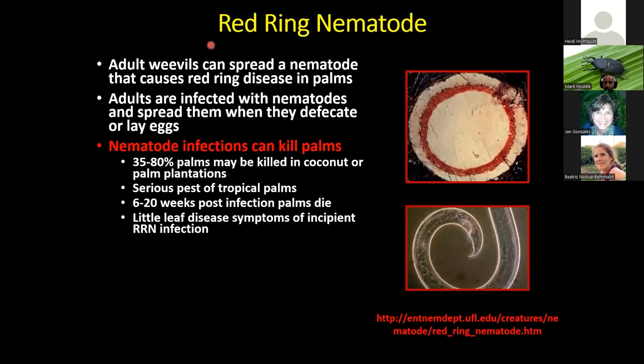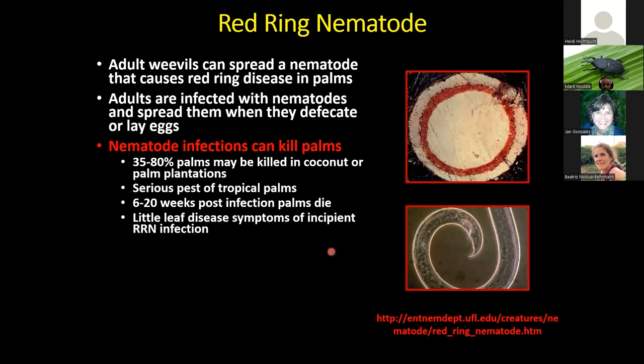Now, in addition to this weevil killing palm trees outright, in parts of Mexico, I was down in Colima this summer looking at coconut palms down there. This weevil spreads a plant pathogenic nematode called red ring nematode, which is a lethal nematode infection for palm trees. It can kill the palms, and it gets its common name from the fact that infected palms end up with this red ring. I don't know why it's red, and I don't know why it's perfectly circular. I've asked several nematologists about this, and they cannot answer that question for me.